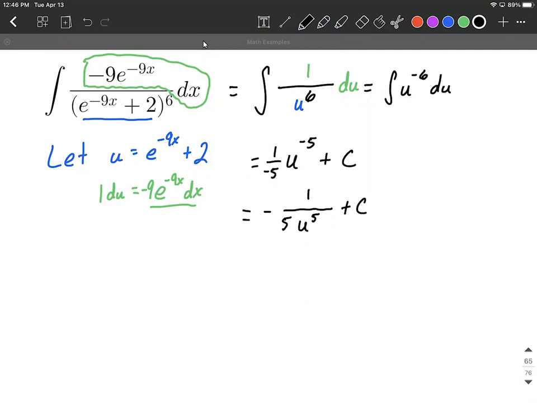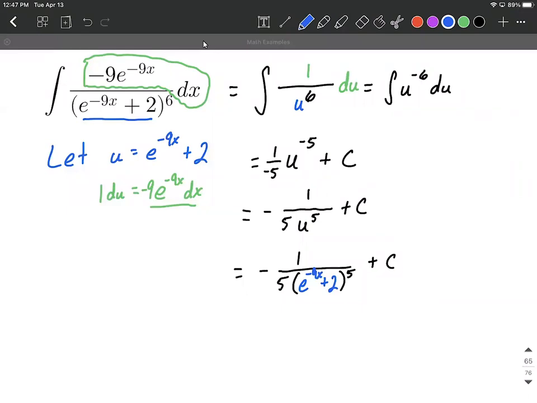The last thing that we need to do to finish this up is we want to get back in terms of x. So we have a negative of 1 over 5, and where we have a u up above, we're going to substitute back in with e to the negative 9x plus 2. And there we have it. There's our indefinite integral taken care of.